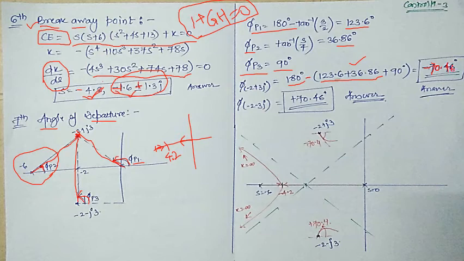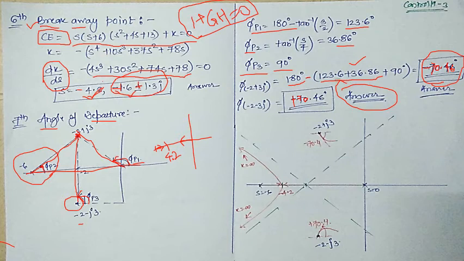Please understand the symmetricity. If this is minus 70, then everything is the same with respect to this horizontal axis. So for root minus 2 minus 3j, this will become plus 70.46. Okay, so that will come as plus 70. So this is also one of the direct questions asked in the given numerical, that what is the angle of departure.